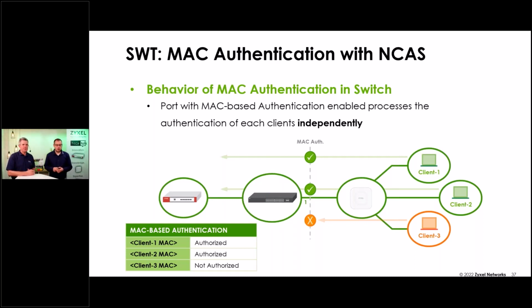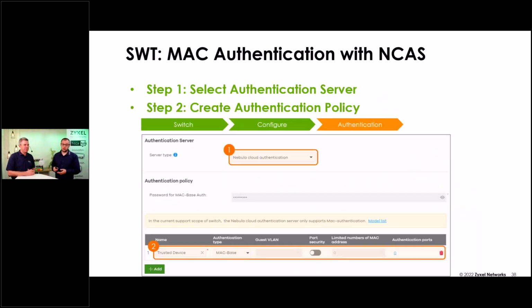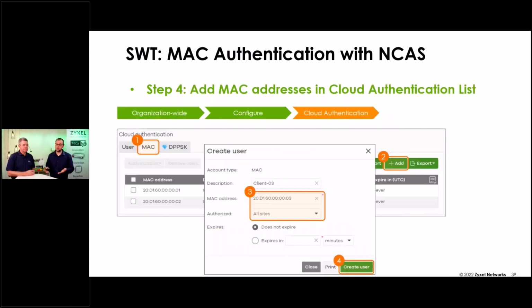To use that, you can simply go to switch configure and then the newly renamed authentication page, and choose Nebula Cloud Authentication. Add your trusted device on a MAC basis. You just enter the MAC address of that device, add it as a normal client in Nebula, and then you're basically set and good to go. This is a simpler thing for single accesses, but we also have something which is more dynamic.